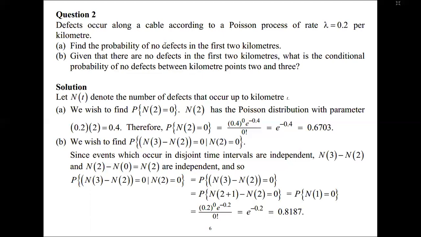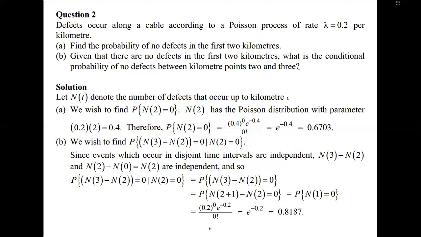Then B says that given that there is no defect in the first 2 kilometers, what is the conditional probability of no defect between kilometer point 2 and 3? So we look at this. First of all, what is lambda for this question? The first thing you need to determine is lambda, and it is given.